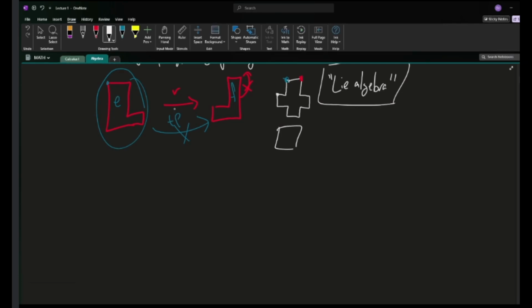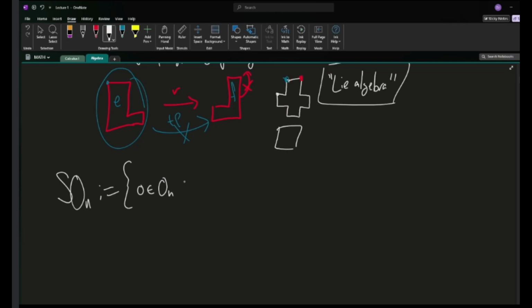So coming back to orientation reversing and orientation preserving, it creates this concept of special orthogonal groups. We define special orthogonal groups, SO(n), as all elements O in O(n) such that the determinant of O is equal to +1. This is what we look at specifically in physics, and actually even in chemistry too.